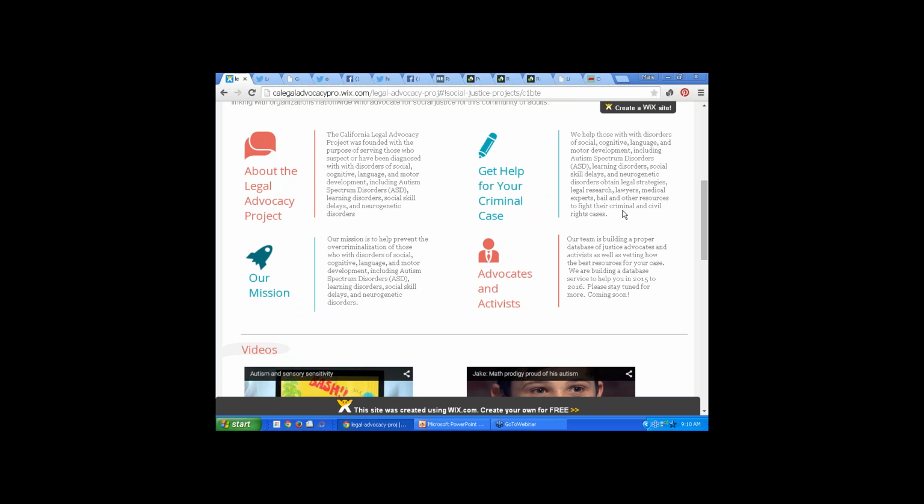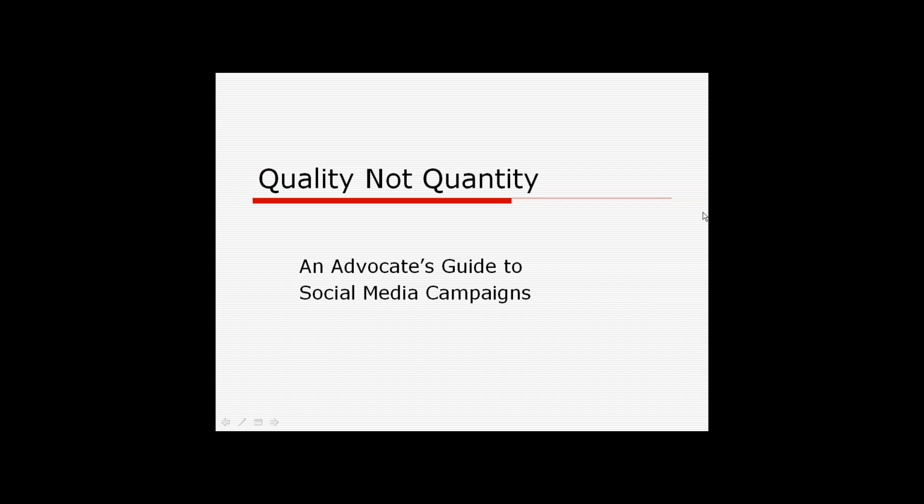And so once you know what you do and who you want to reach, then we need to develop how to create the best outreach for your initiative. So with that, we have a basic methodology, and that methodology is called quantity, not quality.